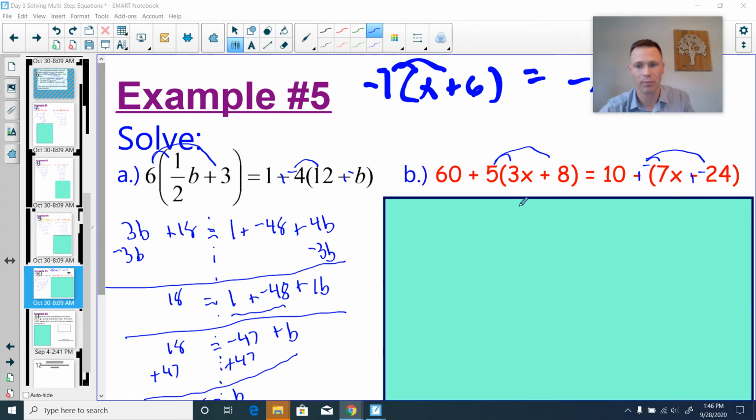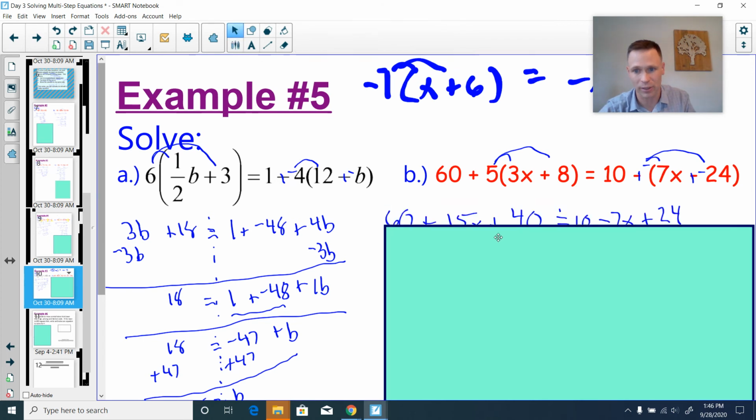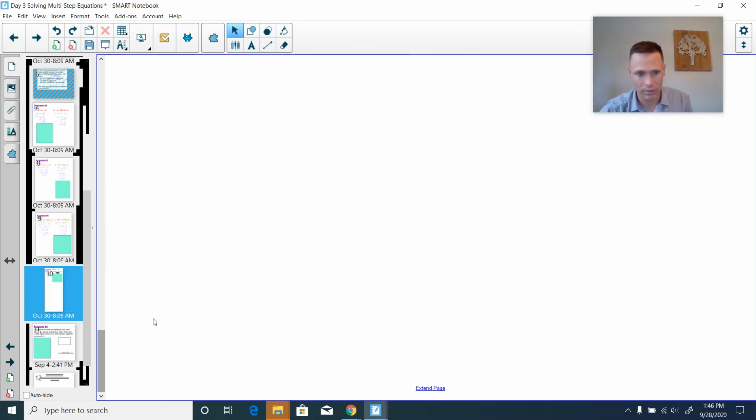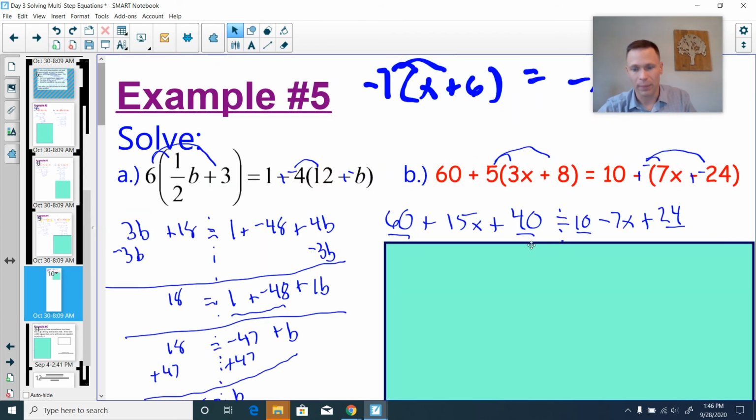of parentheses. Okay, so in doing the distributive property here, I have 60. Oh, yeah, I gotta do this again. All right, so 60, and then 5 times 3 is 15x. 5 times 8 is 40, is equal to, 10 goes along for the ride, and then I'm distributing a negative, so negative 1 times 7 is negative 7x, and a negative times a negative here is positive 24.